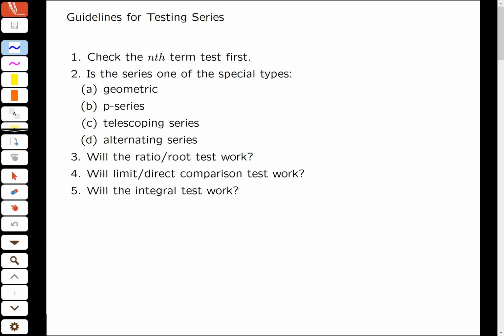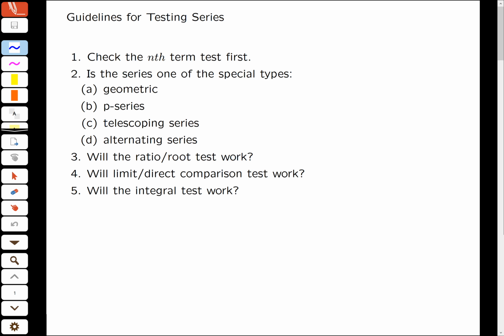And then the second thing you do is you just go through and check and see if it's one of our basic type of series. Is it a geometric series? A geometric series is a number to a power n. If it's a geometric series, we know immediately whether it converges or diverges based off of what that number is. Is it a p series? That's 1 over n to a power p. Here again, we can tell immediately if that converges or diverges based on what p is.